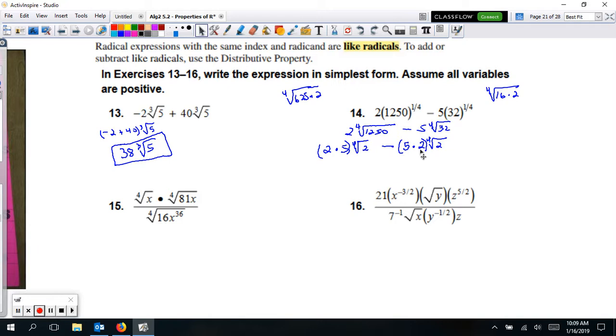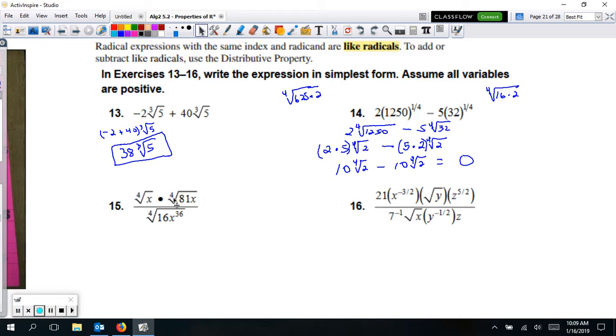And 5 times 2, and then we still have our fourth root of 2. So now you can see they're like radicals with the same index, the same radicand. 2 times 5, and both of these will give us 10, so we're going to get 10 fourth root of 2 there, minus another 10 fourth root of 2. So 10 minus 10 basically is just going to give us 0. So our answer on that one is 0.